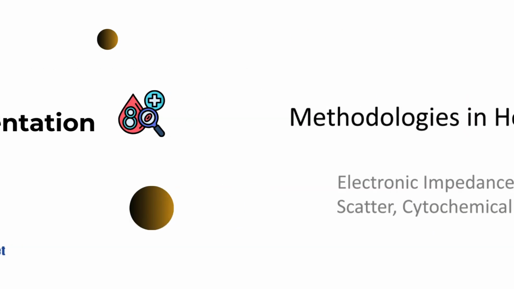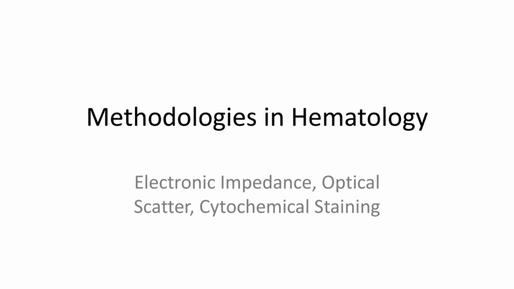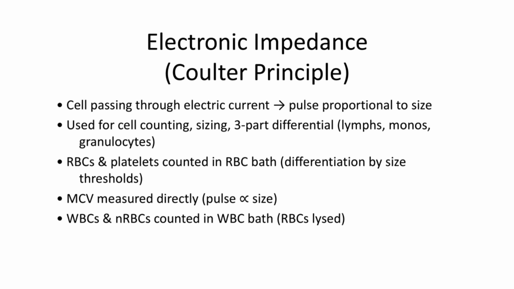In hematology, several key methodologies are used to analyze cells. The first is the electronic impedance method, also known as the Coulter Principle. When a cell passes through an electric current, it creates a pulse that is proportional to the size of the cell. This principle is widely used for cell counting and sizing, as well as for generating a three-part differential that distinguishes lymphocytes, monocytes, and granulocytes.